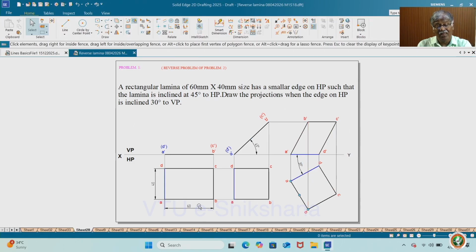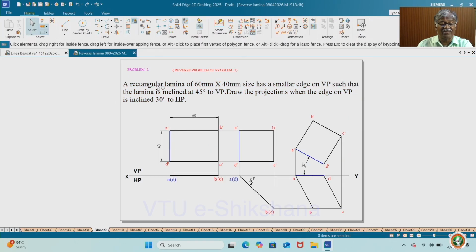Now, I will give a specific problem which is actually referred to as a reverse problem. What is a reverse problem? With a smaller edge on VP, I will take VP instead of HP, as I have discussed already, such that the lamina is inclined at 45 degrees to VP. Draw the projections when the edge on VP is inclined at 30 degrees to HP. So, that is what I explained here, you see. A smaller edge on VP, that is a completely reverse problem. Okay. 45 degrees to VP, draw the projections when the edge on VP is 30 degrees.